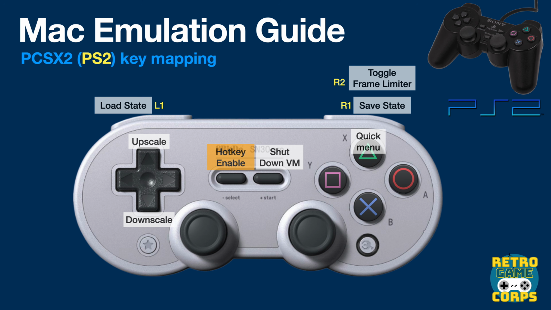In the end, here's a diagram of everything that we just did. So the hotkey enable is going to be select for most things. And this is where I can shut down the virtual machine or toggle the frame limiter and so on. Again, all this really follows the same function as the other emulator apps. That way you don't have to memorize them on a per app basis.